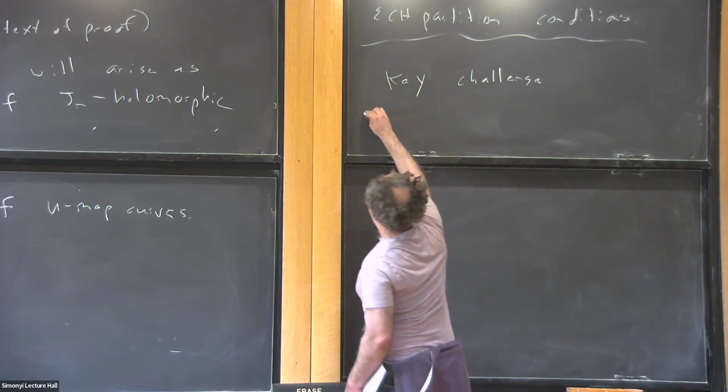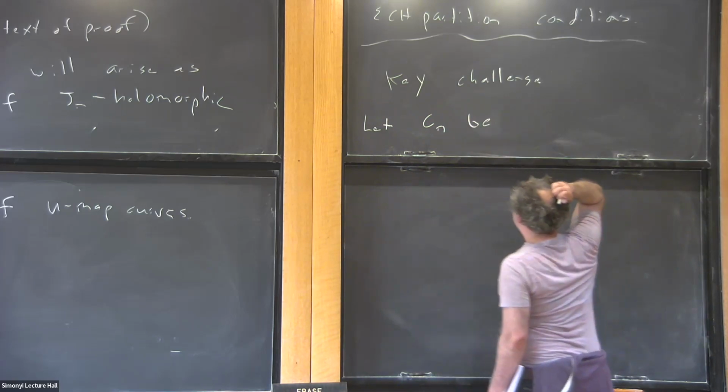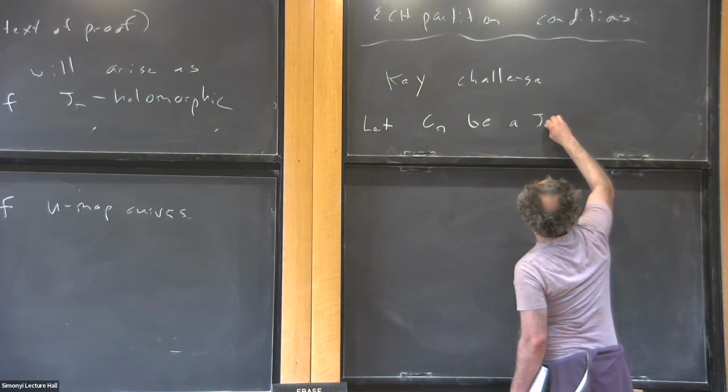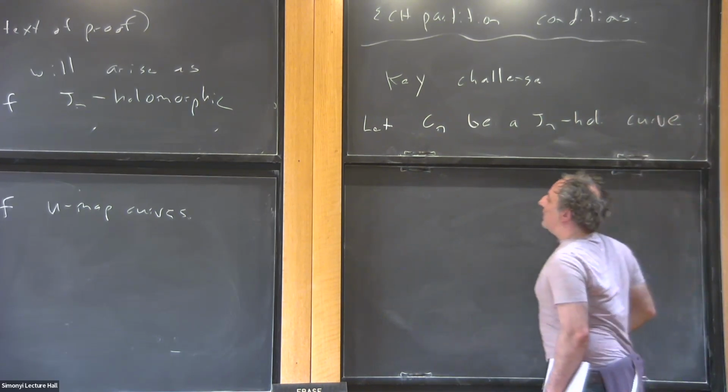So let's let C_n be a J_n holomorphic curve counted by the U map.